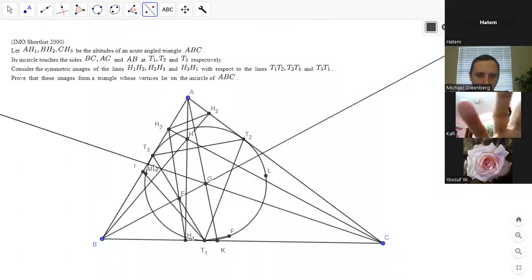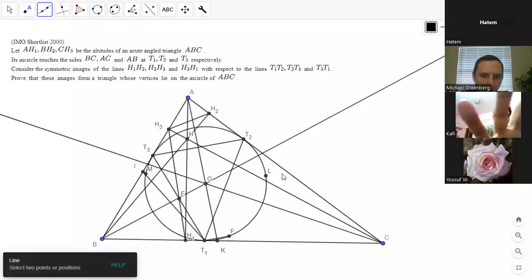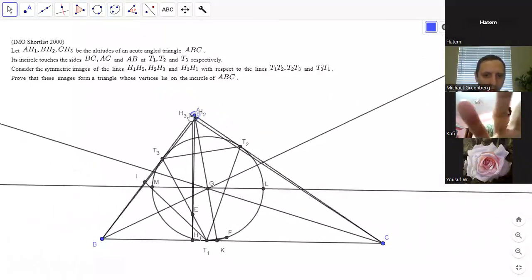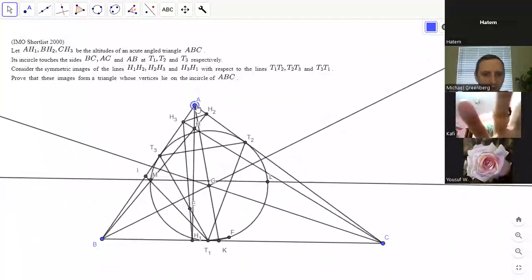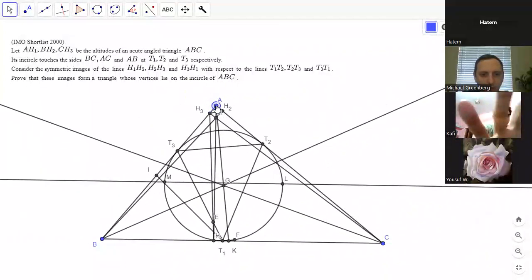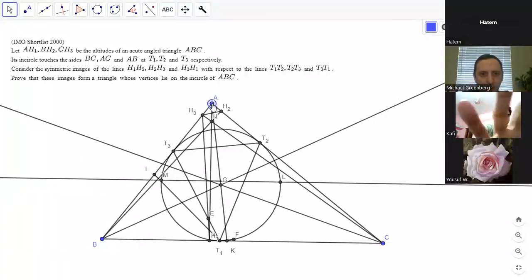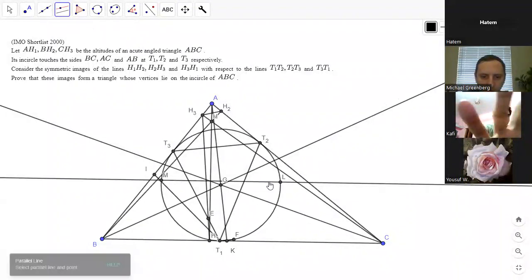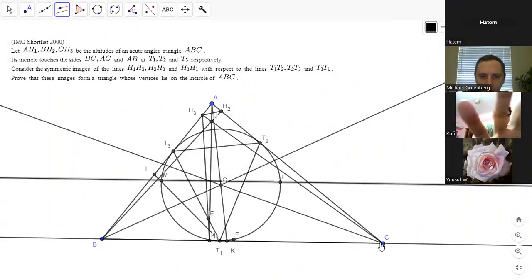I don't know if there's anything special about triangle KLM. Is LM parallel to BC? Let's see. Oh, it looks like it. So maybe that was kind of your hint. It looks like LM is parallel to BC. And then if that's true, then KLM is similar to ABC.